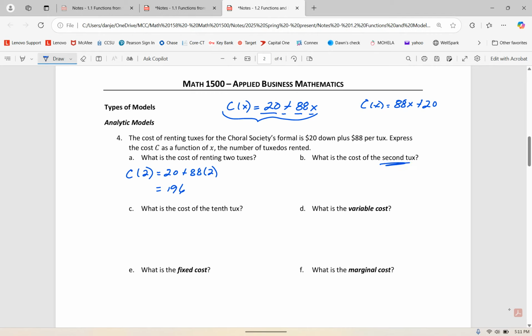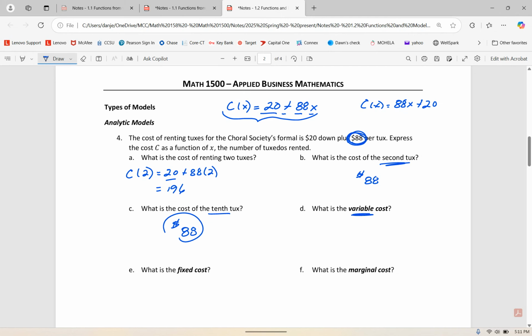However, what's the cost of the second tux? The cost of the second tux is $88. The cost of the first tux is $88. The third tux costs $88. What about the 10th tux? The 10th tux is also $88. The overall cost, though, includes the previous tuxes and the $20. Okay?